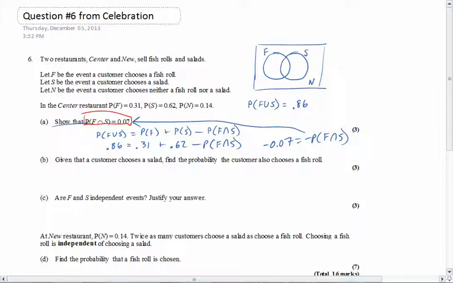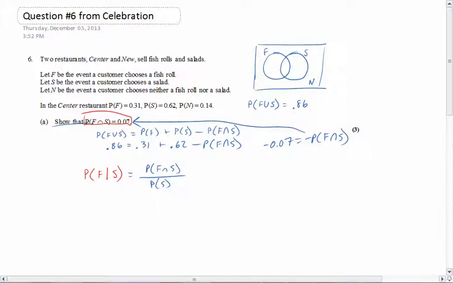All right, now what this says is given that the customer chooses a salad, find the probability that they choose a fish roll. Or in other words, find the probability of a fish roll given that they already had a salad. Now we've got an equation for that. Again, one of the laws of probability states that we can get that by going the probability of F and S divided by the probability of S. Pay attention to the letters.